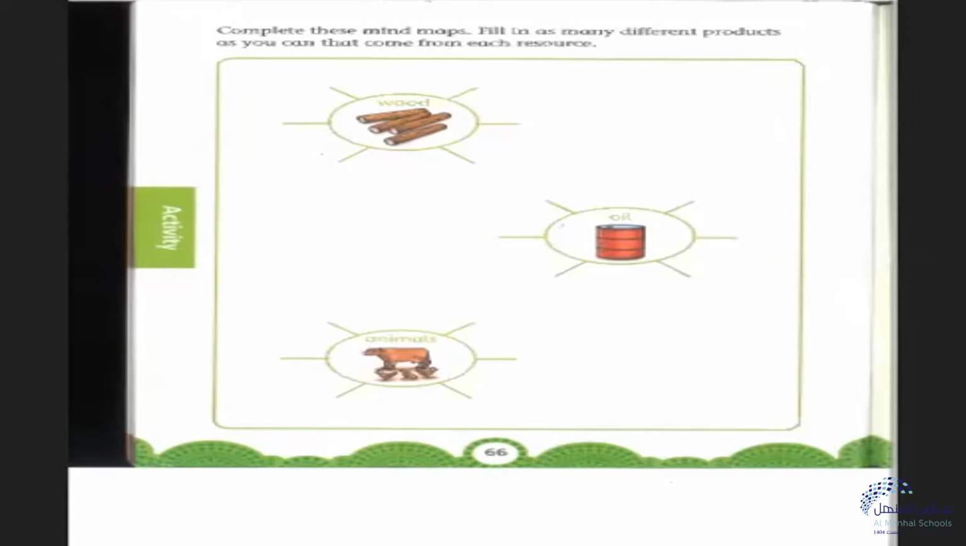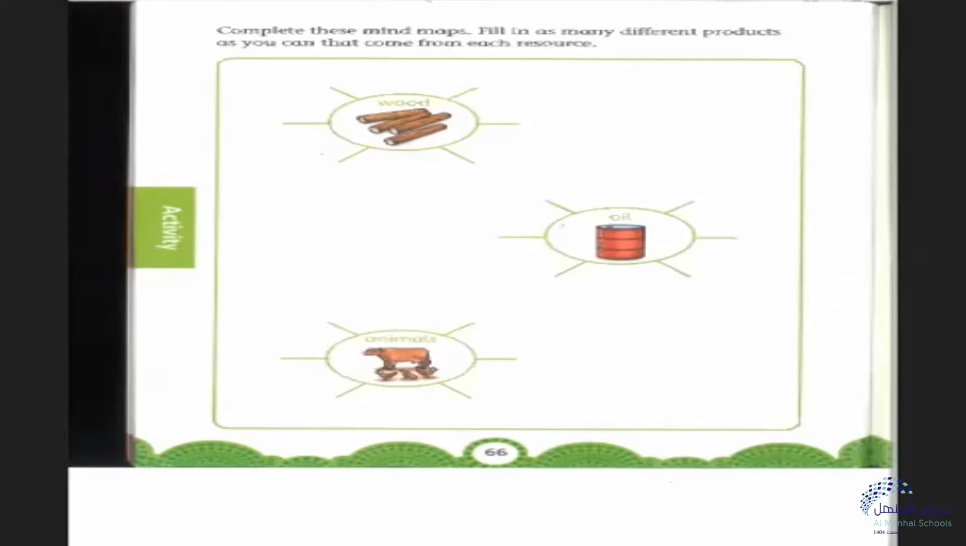So I will say it again. It is fuel, gasoline, jet fuel, liquid gas, stove gas, fertilizers. So those are the products you get from oil.